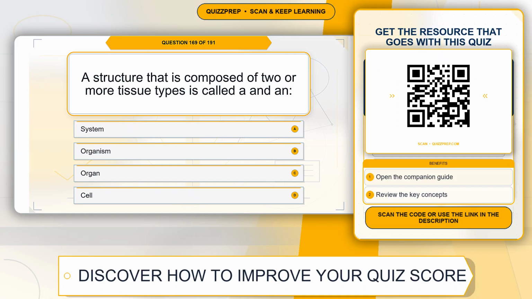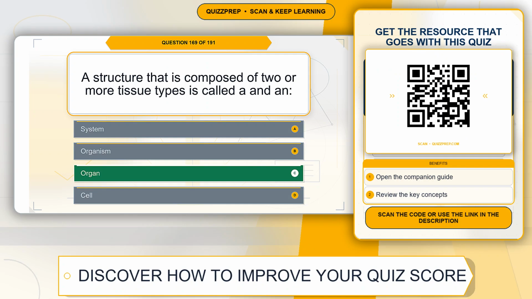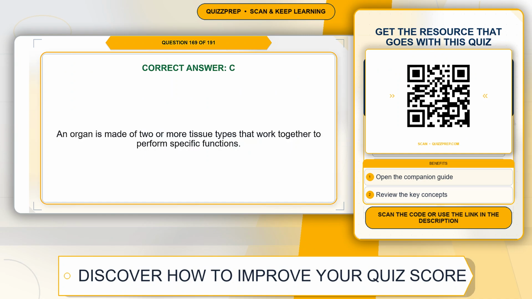Question 169. A structure that is composed of two or more tissue types is called a and an. Option A, system. Option B, organism. Option C, organ. Option D, cell. The correct answer is option C, organ. Explanation. An organ is made of two or more tissue types that work together to perform specific functions.